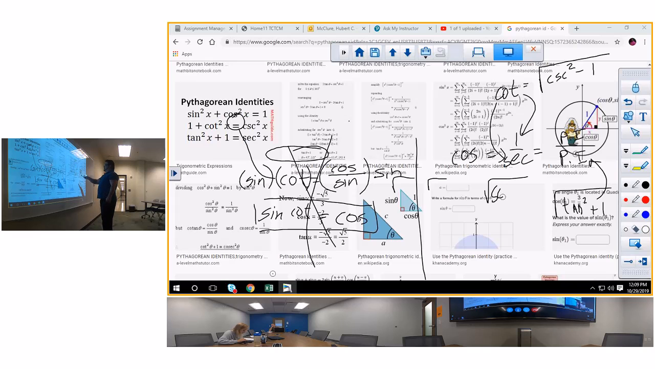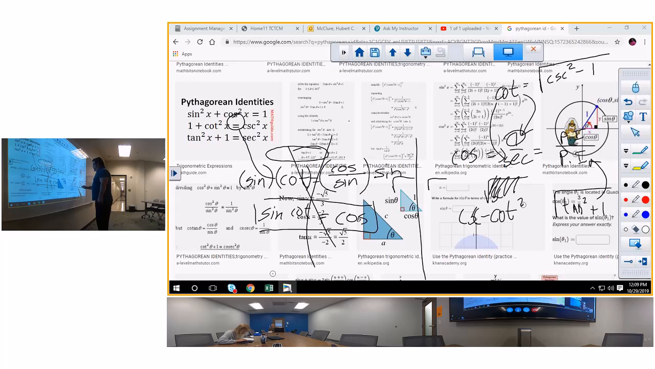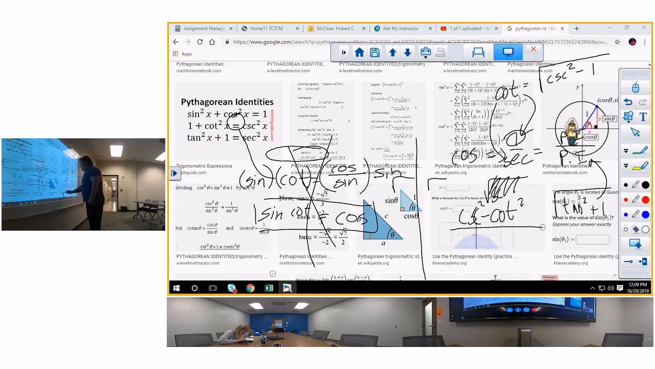Yeah, I need 1 on top. So I could rewrite this 1 as the cotangent, okay, cosecant squared minus cotangent squared. So I could rewrite the top as cosecant squared minus cotangent squared over the square root of tangent squared plus 1.